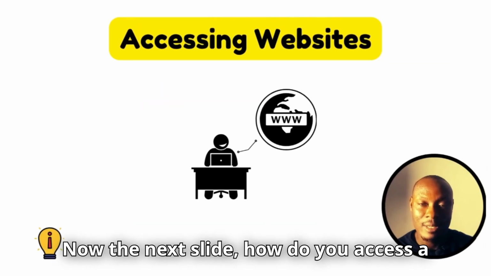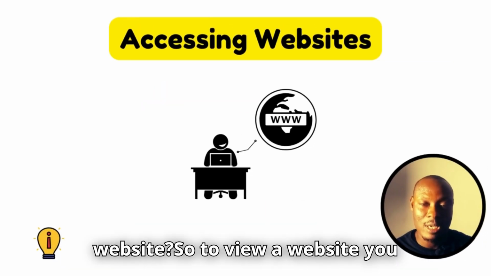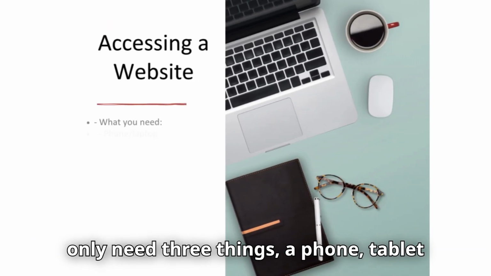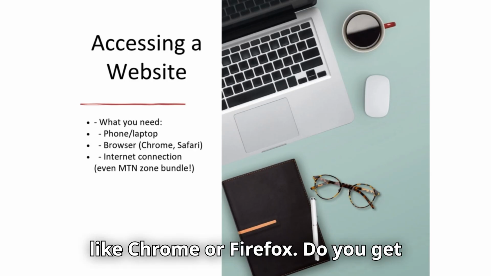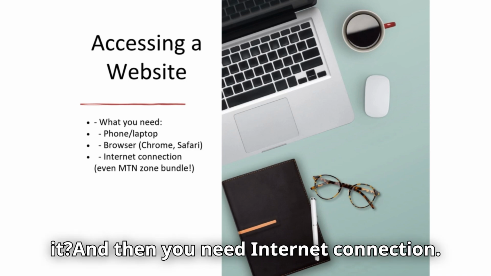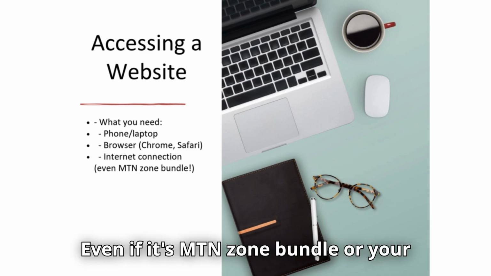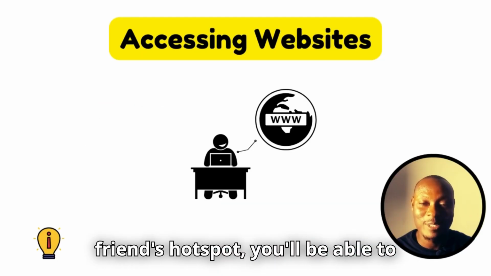Now, on the next slide, how do you access a website? To view a website, you only need three things: a phone, tablet, or computer. A browser, that's another thing you need, like Chrome or Firefox. Do you get it? And then you need an internet connection, even if it's an MTN zone bundle or your friend's hotspot. You'll be able to access websites.